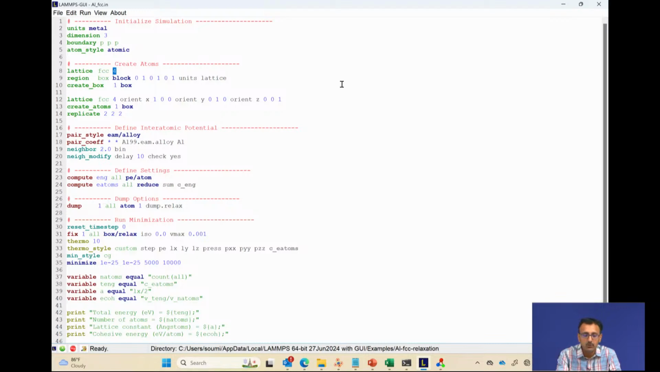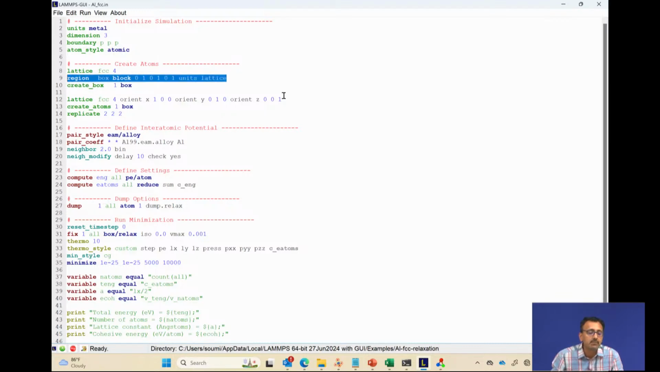It's pretty straightforward in LAMMPS. So 4 was the lattice constant. It's not the number of atoms in the system. It's the lattice constant, 4 angstrom. The number of atoms, you will see how we set that up in a moment.